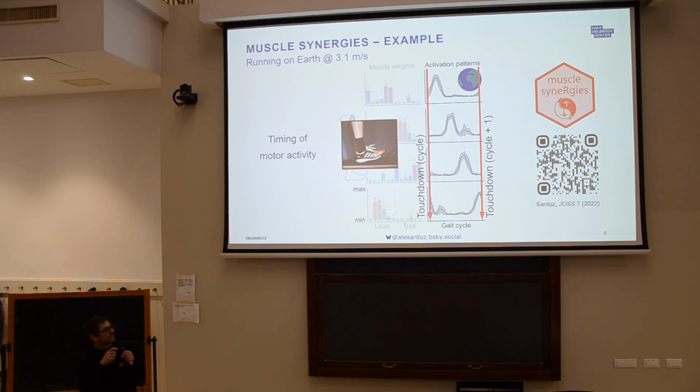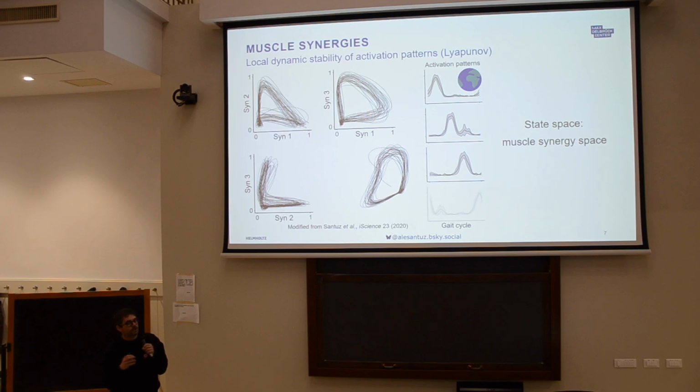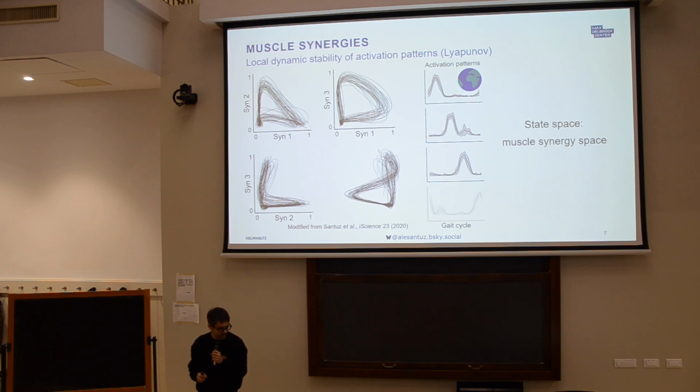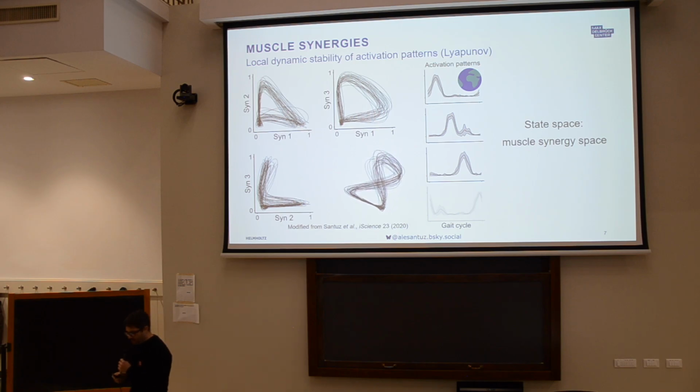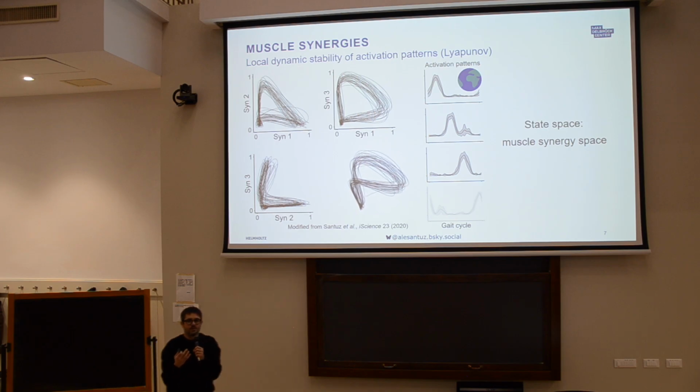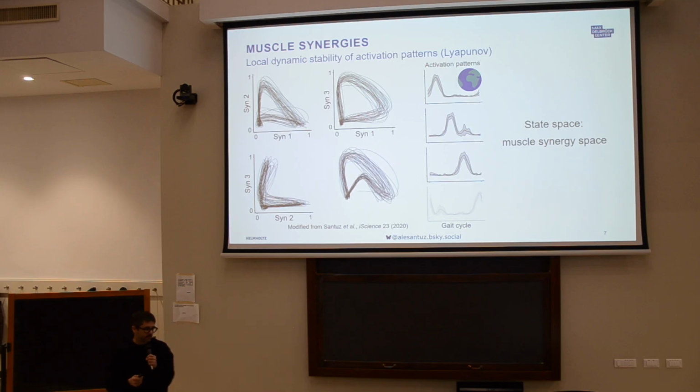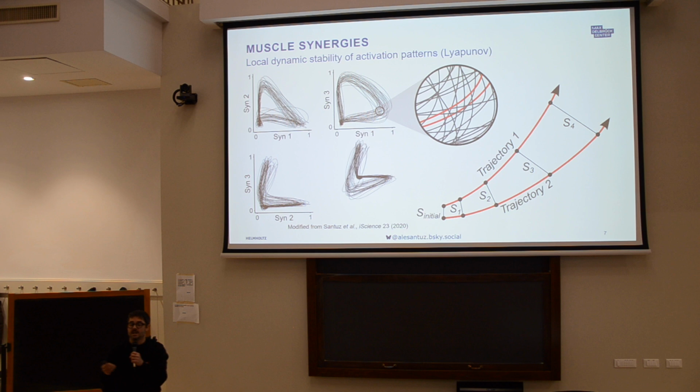Let's focus on these activation patterns and plot them in a 3D space. Of course, here I'm hiding the fourth synergy because a 4D plot would not be possible. But when we do that for 3 synergies, we see that they resemble kinematics, right? This is a very circular, regular, repetitive pattern. But we can tell a little bit more about these, and we can analyze how this trajectory is behaving in its own synergy state space.